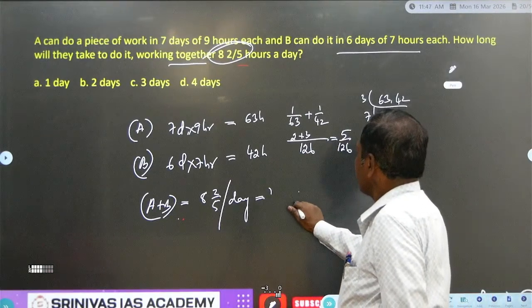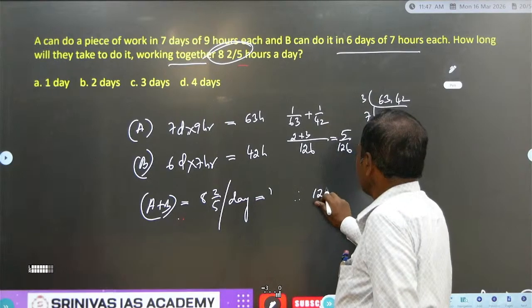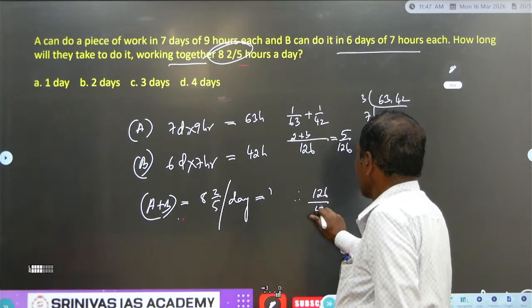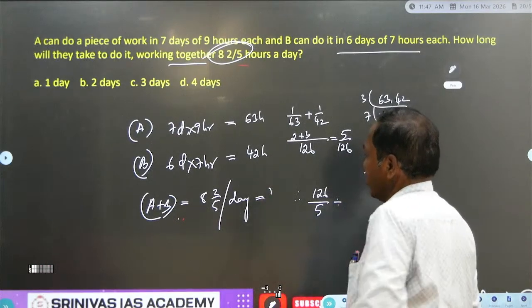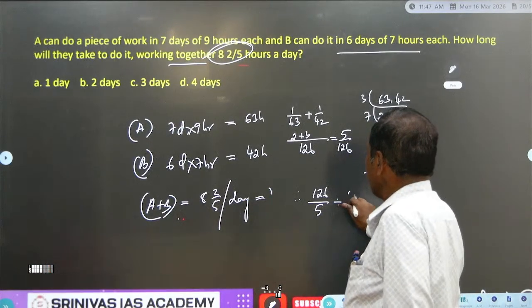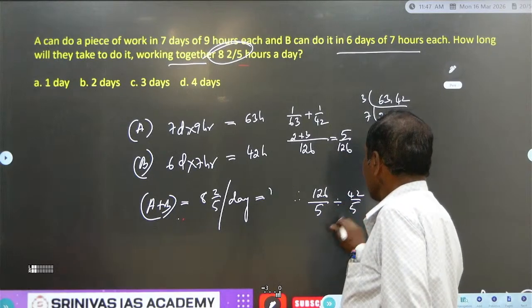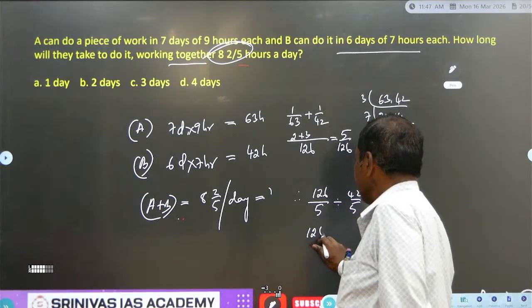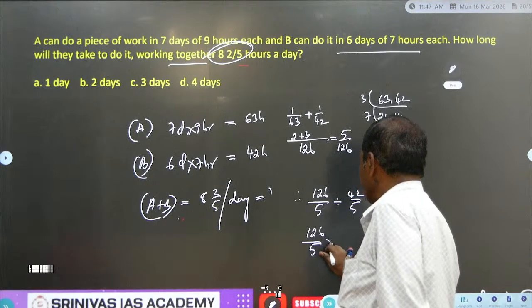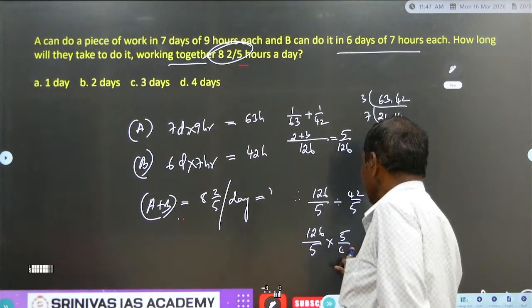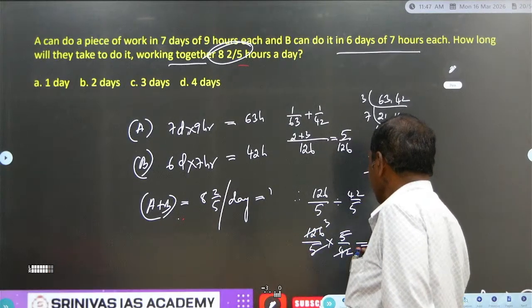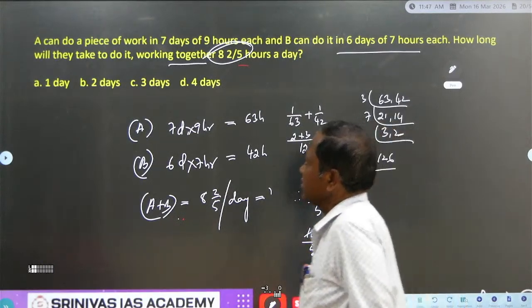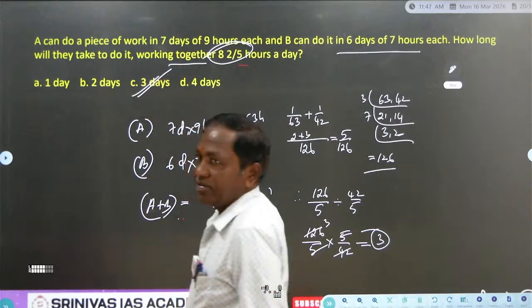Okay. Total days is what? 126 by our work, total work, divided by 42/5. Take the next step, 126 by 5 into 5 by 42. Yes. This is 3 times 1, 3. Yes, 3 days. Yes, okay.